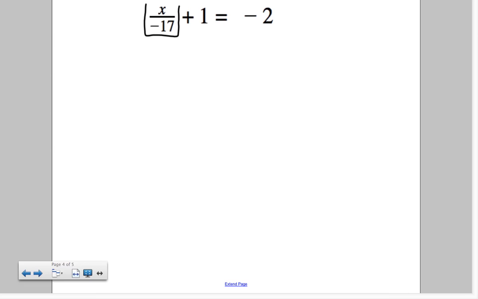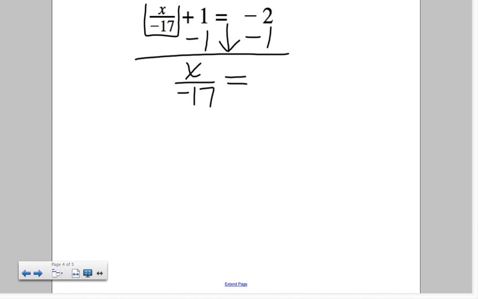If I was going to work through this process, I would box the variable term. I would get rid of the positive 1 so I could get the variable term by itself first, in order to get x by itself. So then I have x divided by negative 17 is equal to a negative 2 and a negative 1 make a negative 3.